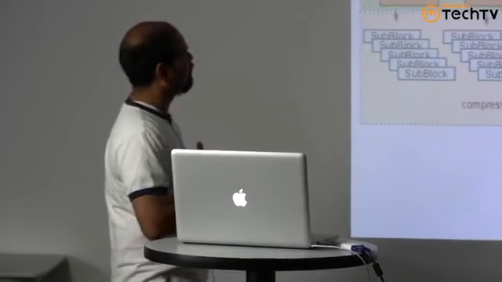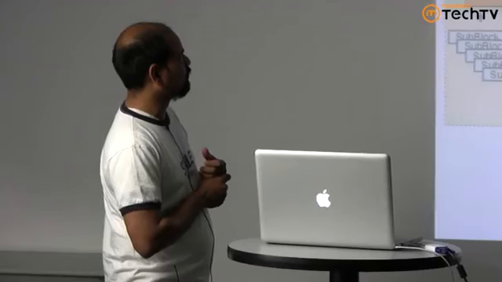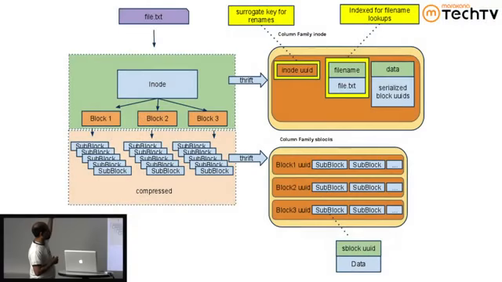So if you look at the actual distribution, how the data is actually going through the system, you take a file and load it, and it basically has all the inodes and subblocks.